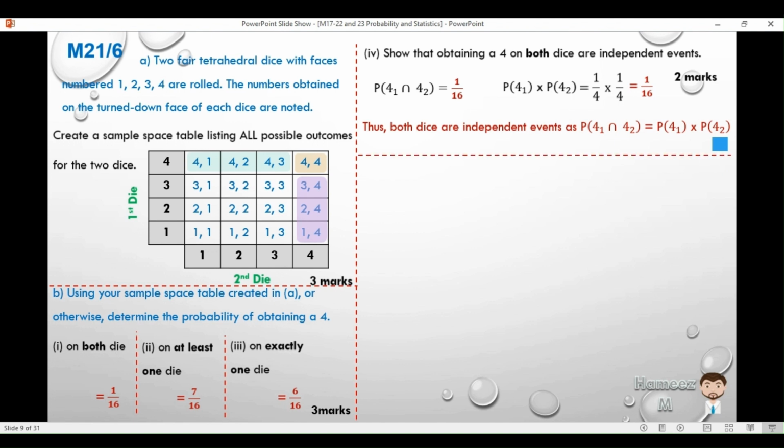Let's go on to the next part. Determine the probability of obtaining a 4 on both dice. So that is indicated in the orange or peach background. So we know that's 1 out of 16.